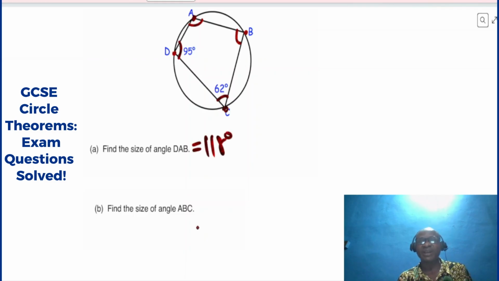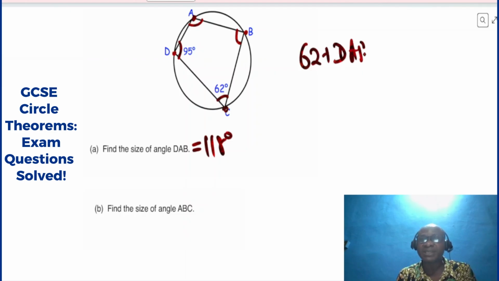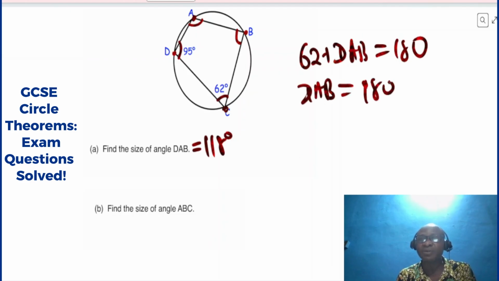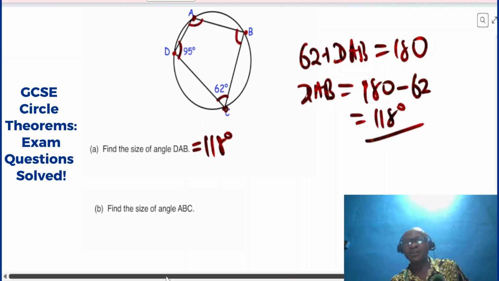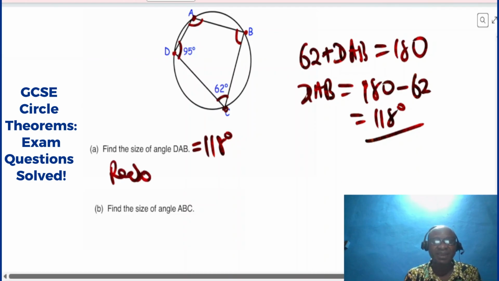118 degrees is correct. That means 62 plus DAB. That is how you state it in the exam. You write it like this. Now, therefore, DAB, you are using their own value, their own letters. Subtract 62 will now be equal to 118. By the time you have put it like this, they know that you know what you are doing. And when the question comes back and says, give reason. Are you getting me? Give reason.